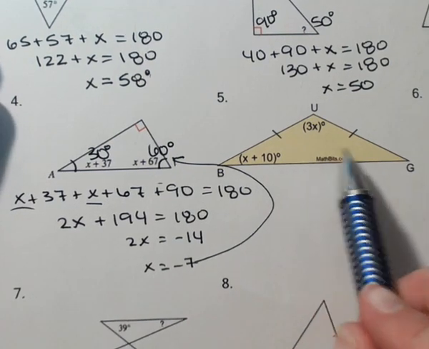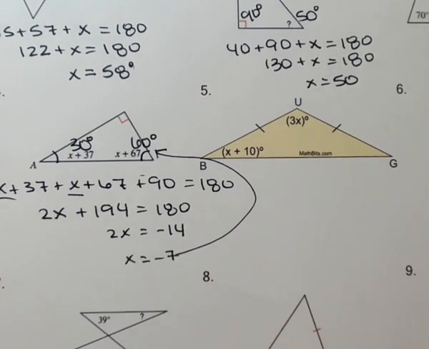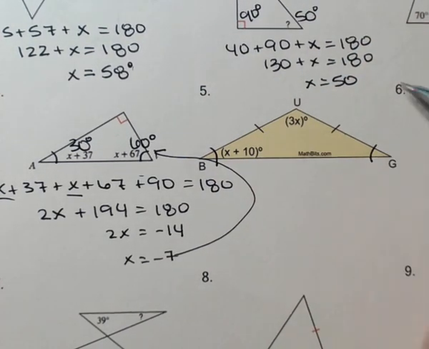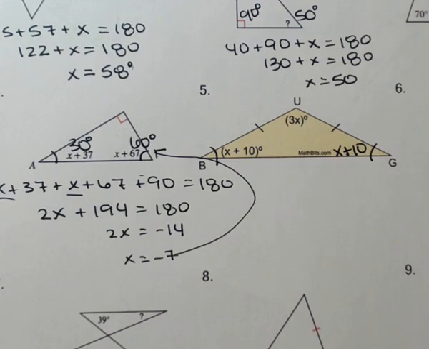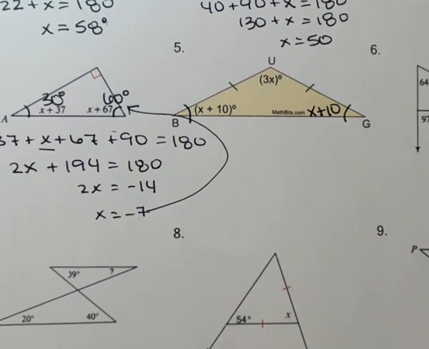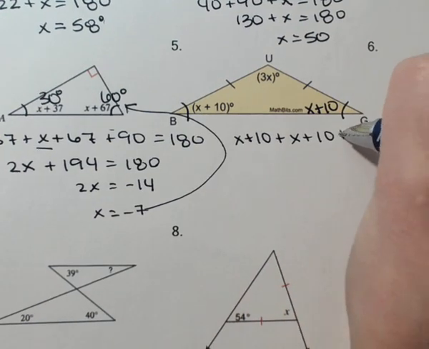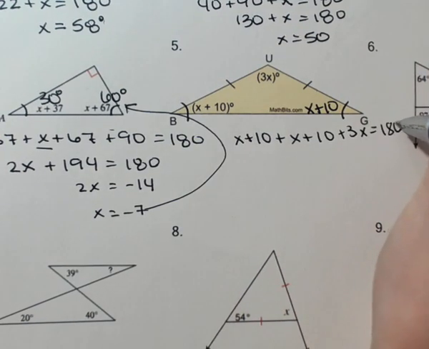Number 5 is called an isosceles triangle. An isosceles triangle has two sides that are congruent and two base angles that are the same. So this one's also going to be x plus 10 degrees. Then you'll set up the equation, x plus 10 plus x plus 10 plus 3x equals 180.